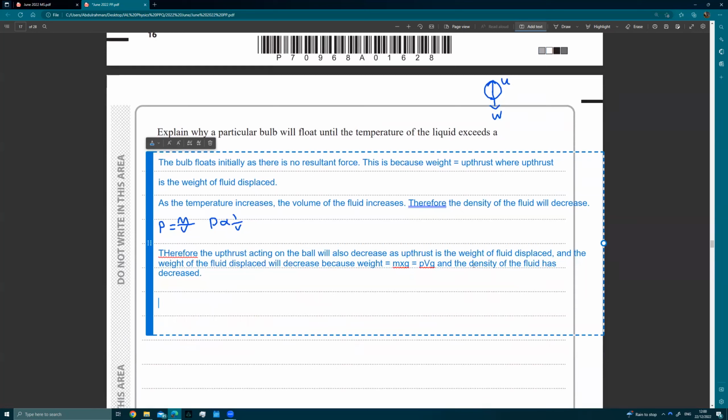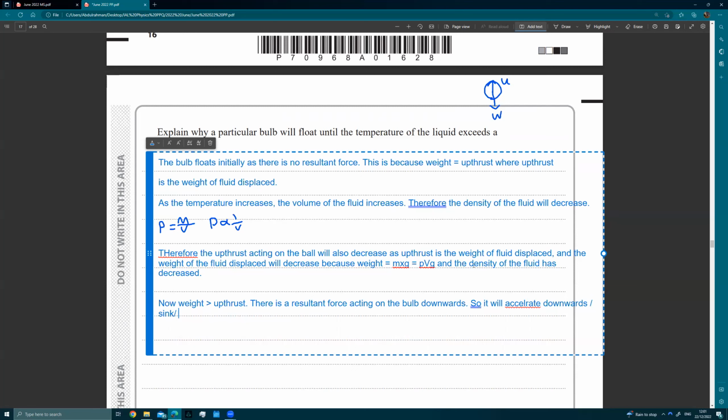So now we said that upthrust has decreased. So now weight is larger than upthrust. So let's talk about resultant force again. There is a resultant force acting on the bulb downwards. So it will accelerate downwards / sink. I think this should get us 6 marks. Hopefully I didn't miss anything.